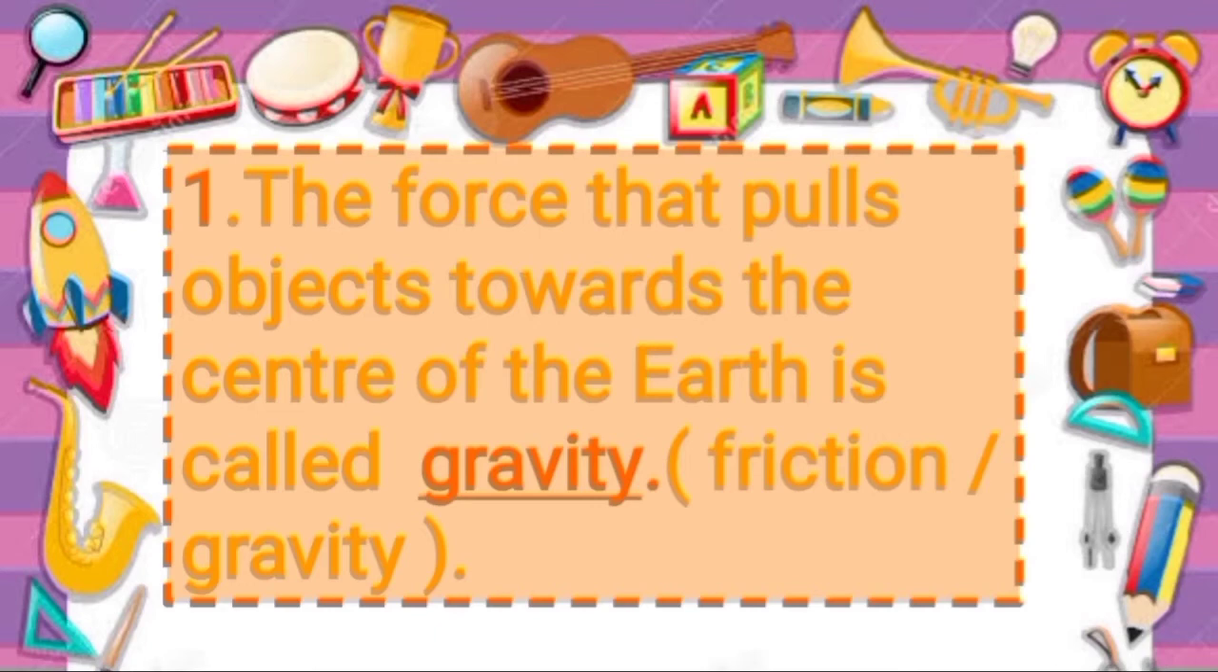Gravity. So the question is: the force that pulls objects towards the center of the earth is called dash. The options are friction and gravity. As you know, the force that pulls objects downwards towards the center of the earth is called gravity.